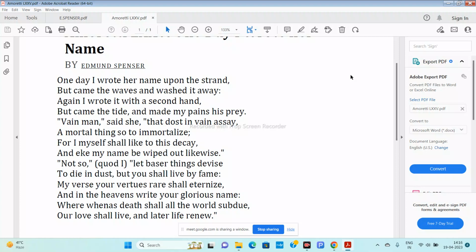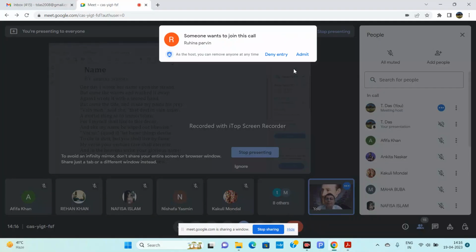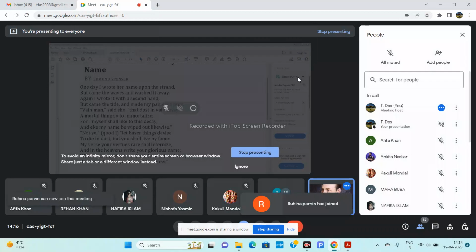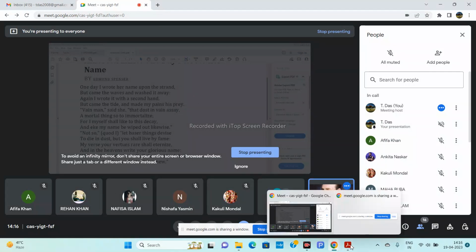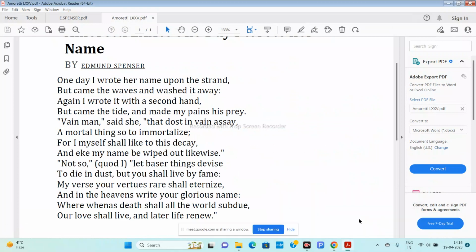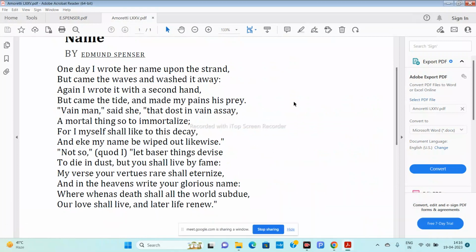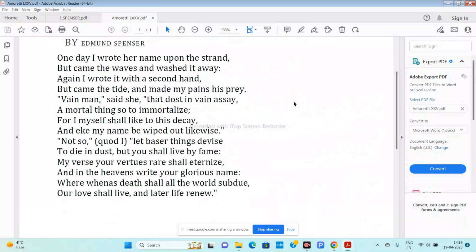But his effort was not successful, since, as you all know, the waves of the sea came, and of course washed away the effort of the poet. So what he had written, the name, was washed away.